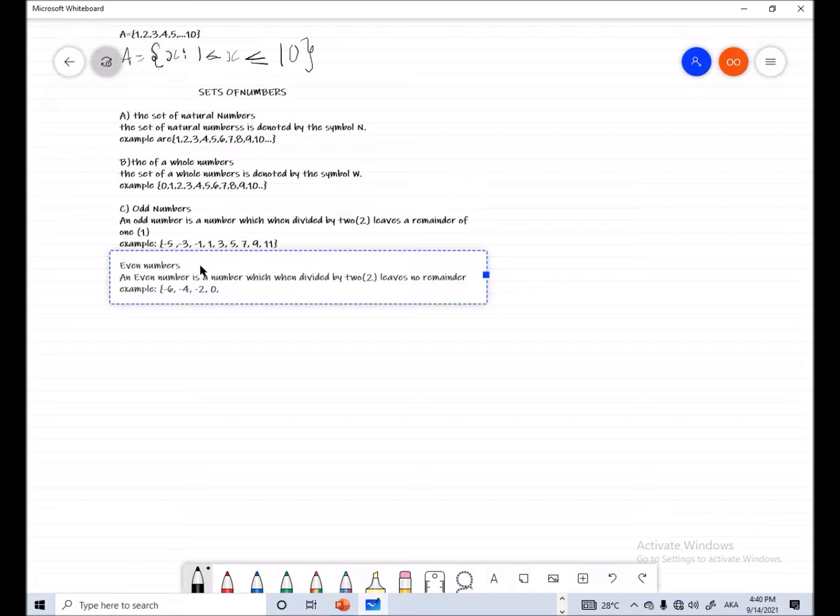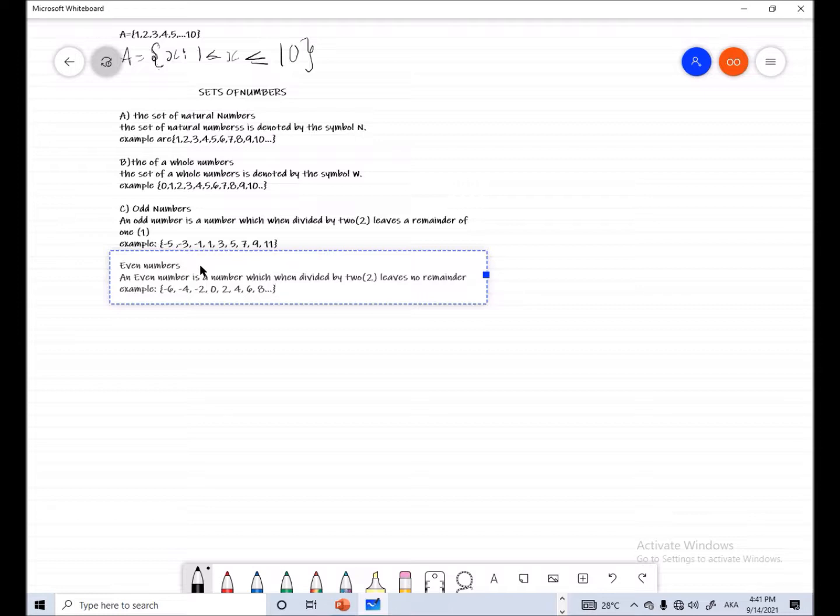Alright, so we go to 2, we go to 4, we go to 6, we could go to 8. You can go on and on, okay? Divided by 2 with no remainder. So 0 divided by 2 is 0, so there is no remainder. That's why we included 0.